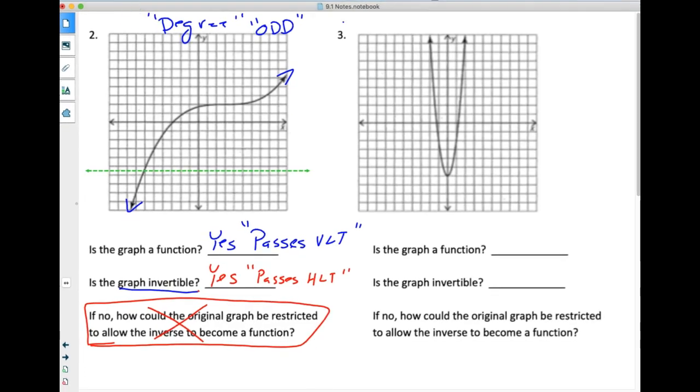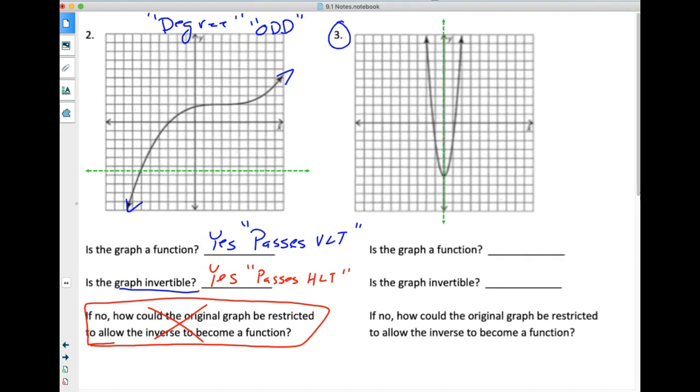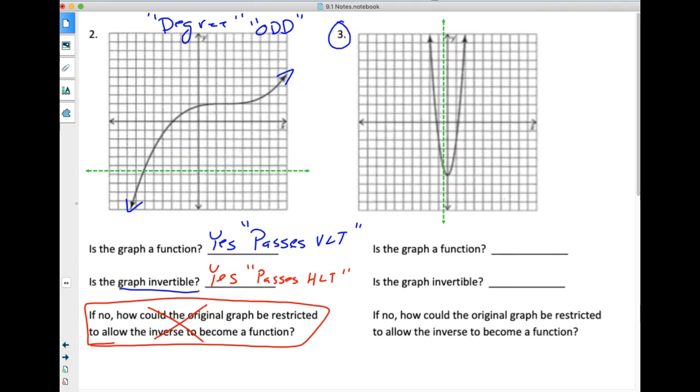When I look at number 3 here, is the graph a function? Well, that's really asking me, does it pass the vertical line test? And the answer to that question is, yes it does. Is the graph invertible? Great question. Well, if it's invertible, when I take my horizontal line here, notice how it's hitting it in more than one spot. Is it invertible right now? Right now, no, it is not, because it fails the horizontal line test.